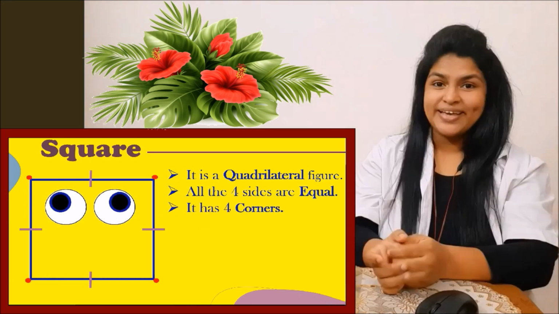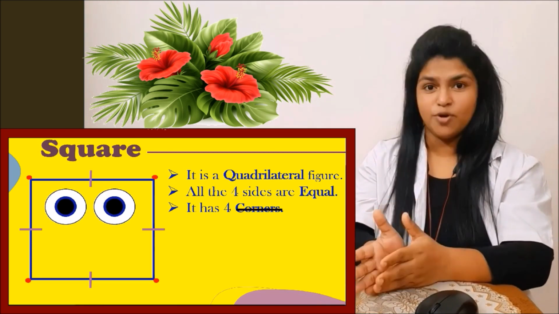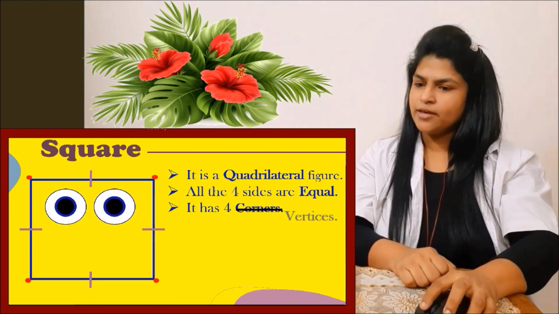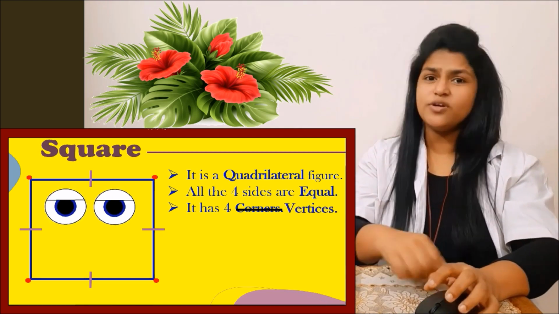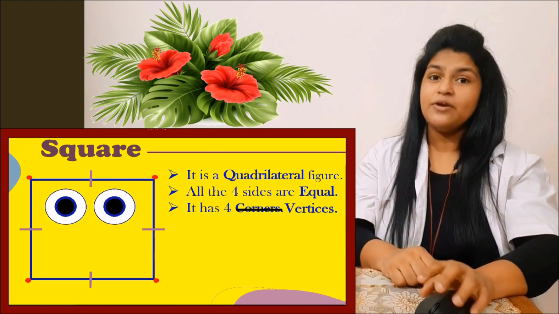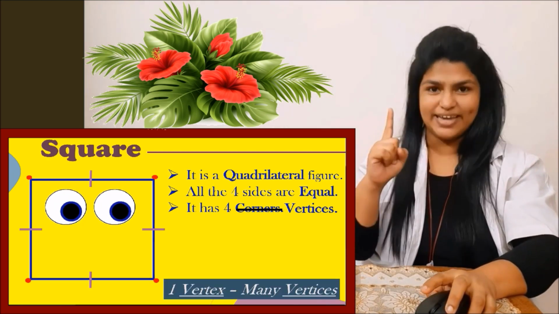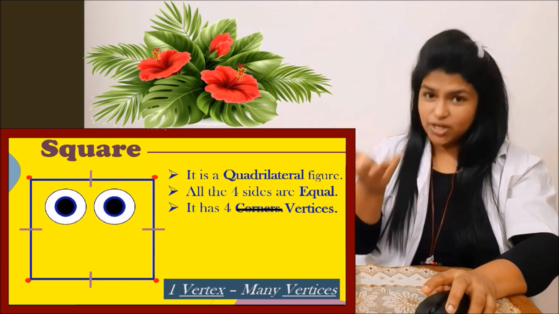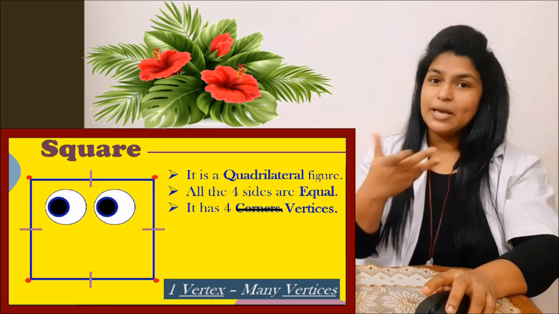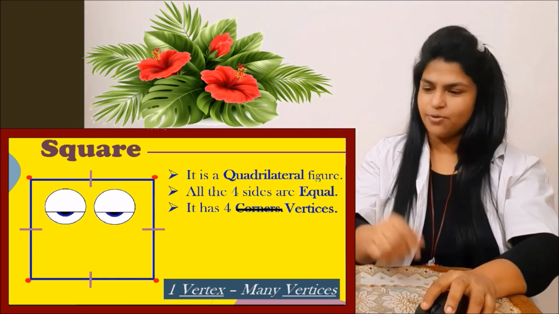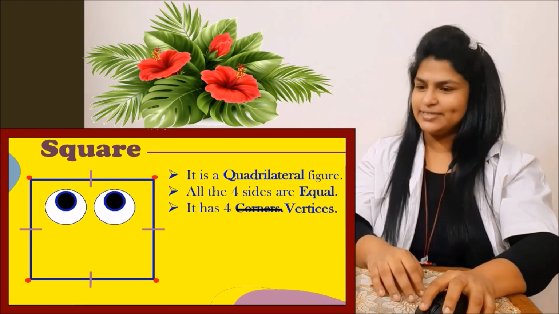Now, in maths and geometry, we have a different name for corners. You know what it is? It's called vertices. Now, you will say, oh, it's a new word. Remember, one corner is called a vertex, and many corners are called vertices. One vertex, many vertices. All right, so it has 4 vertices.